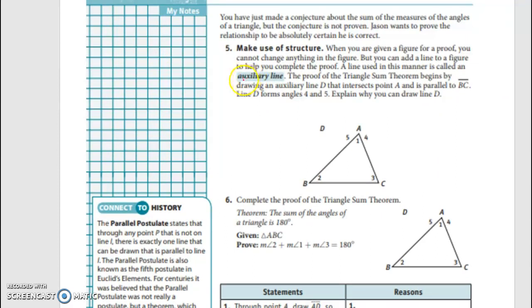Number 5 says, make use of the structure. When you're given a figure for a proof, you cannot change anything in the figure, but you can add a line to the figure to help you complete the proof. A line used in this manner is called an auxiliary line. The proof of the triangle sum theorem begins by drawing an auxiliary line D that intersects point A and is parallel to segment BC. Line D forms angles 4 and 5. Basically this is just saying that we can't change anything about our proof, but we can add an extra line right here. Let's see if I can do this.